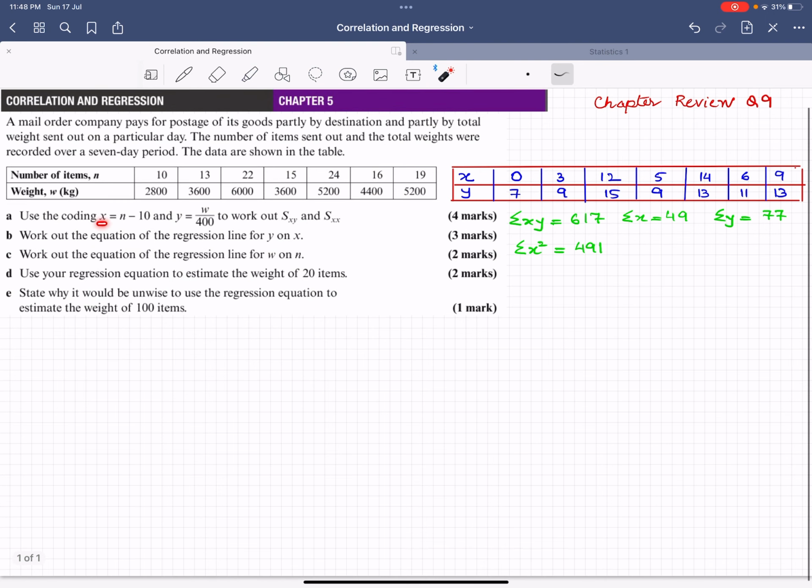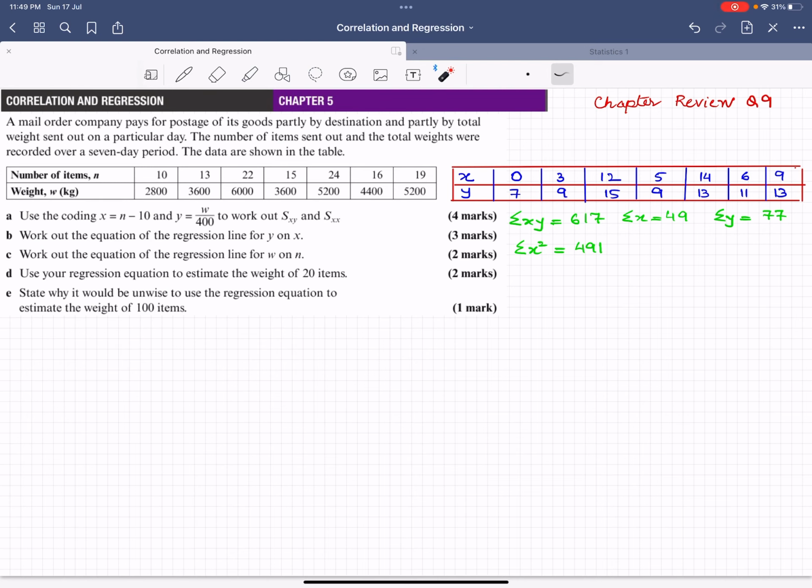So x is equal to n value minus 10. So we will take each n value from here, and from the n value we will subtract 10, and that will give us the x value. So the first value is 10. 10 minus 10 is going to give us 0. Our second value is 13. 13 minus 10 will give us 3. Our third value is 22. 22 minus 10 will give us 12, and so on and so forth. We will find out all the x values.